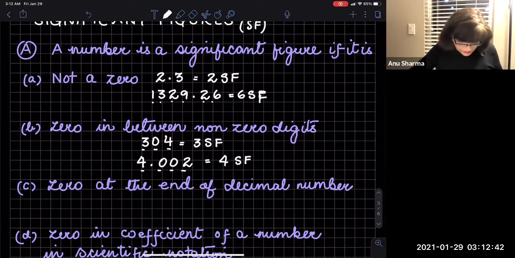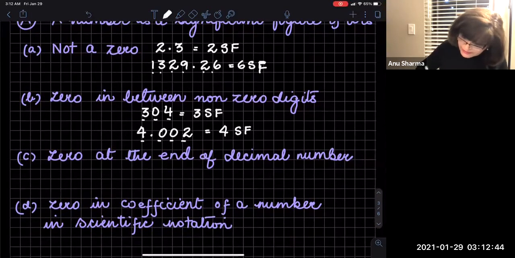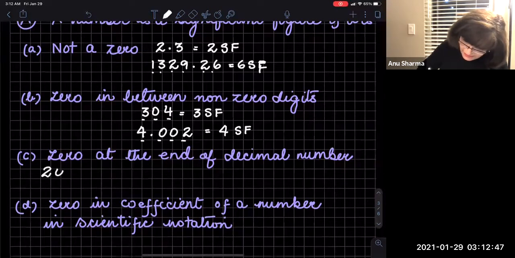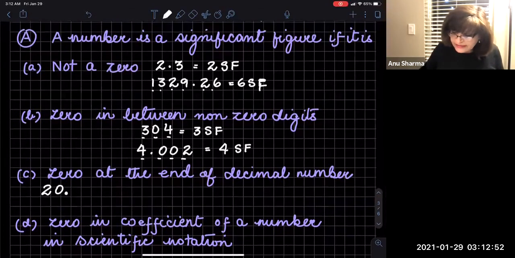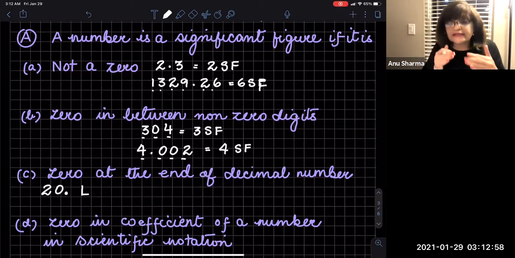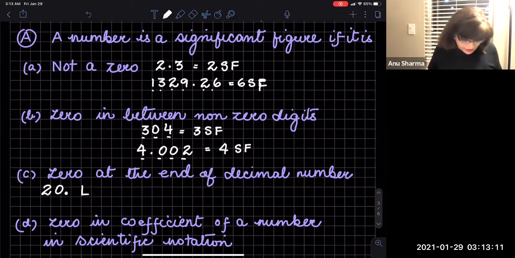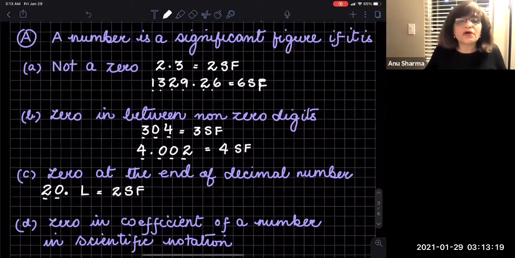Okay, now zero, that is at the end of a decimal number. So that means, like, for example, 20 point. Okay, and again, these numbers right now, I'm not writing any units, but let us just assume this is 20 point liters. That means not less than 20, not more than 20. Okay, so it's not like 19.9 or 20.01 or 20.1. No, it's exact 20. The measurement should be exact 20. So in this case, the significant figures are going to be 2. So definitely we need 20. Okay.